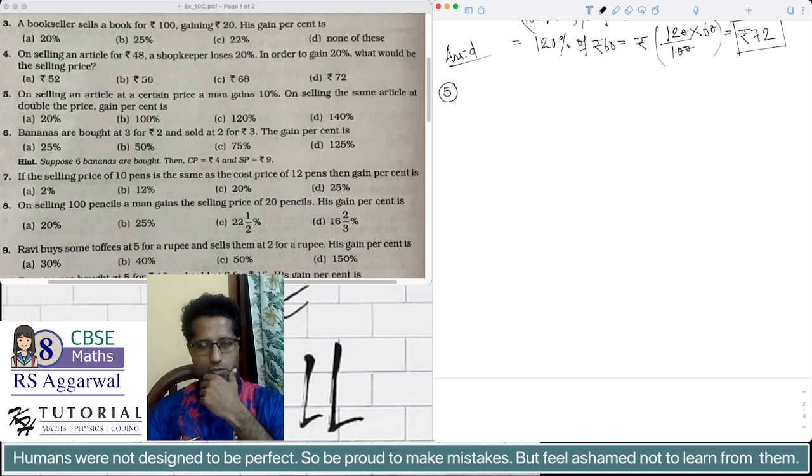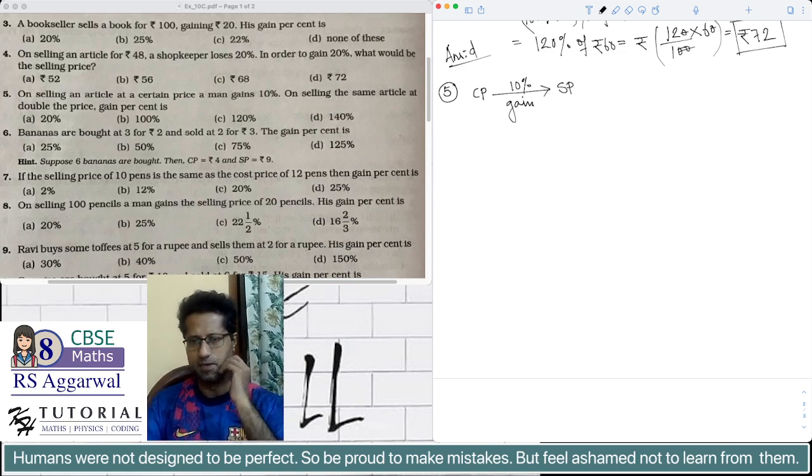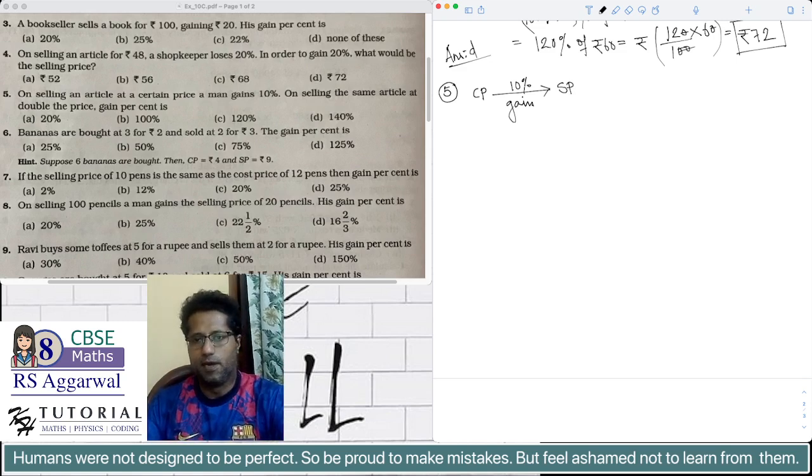From the first piece of information, you can get the SP based on the CP, and the second information is on selling the same article at double the price, find the gain percentage. So the scenario is, let me try to explain visually. The CP will always remain the same. In the first case, let's say this is the CP and there is a gain of 10%. The selling price is SP. Whatever the SP is, we don't know, and whatever the CP is, we don't know. There is a gain of 10%.